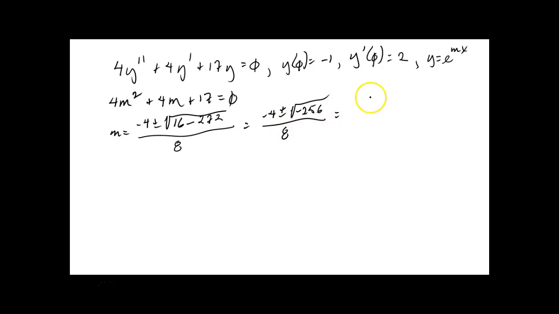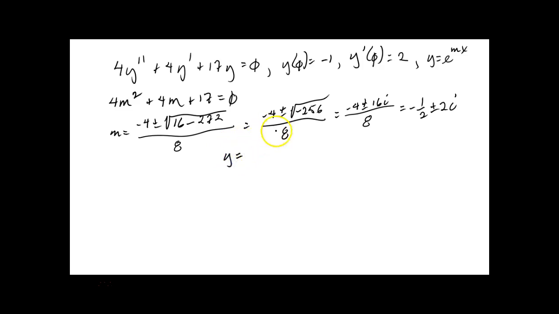And we just said that 256 does happen to be, it's minus 4 plus or minus. Isn't that a perfect square of 16? 16i, right? Over 8. And we can simplify that a little bit, can't we? What will that be? Negative 1/2 plus or minus 2i. So what's our solution?